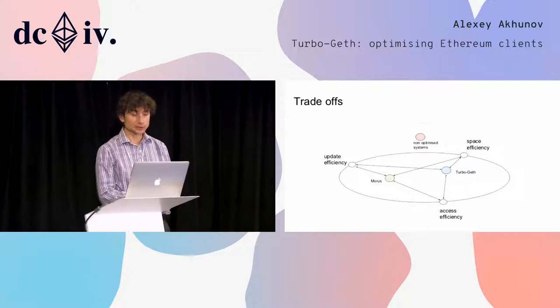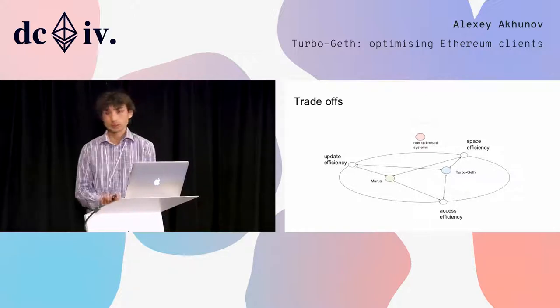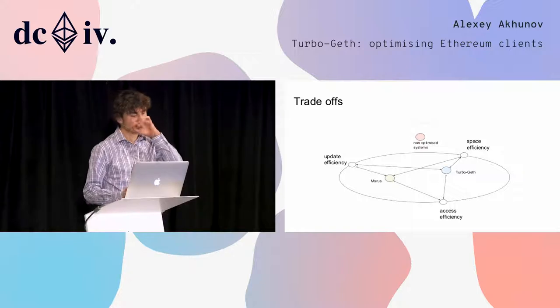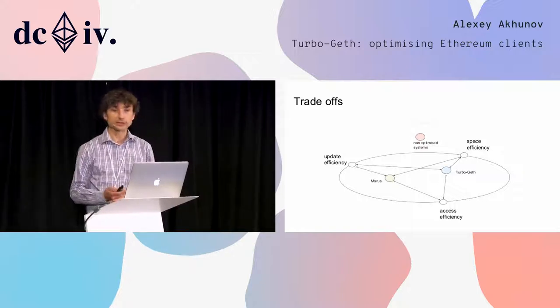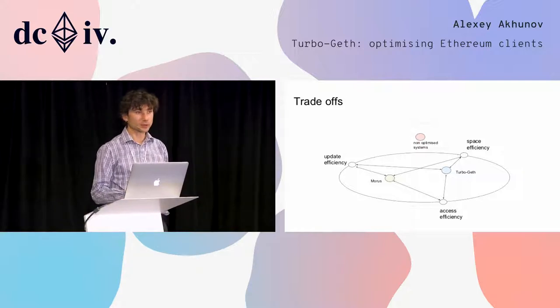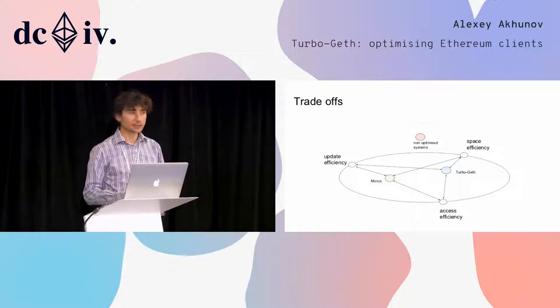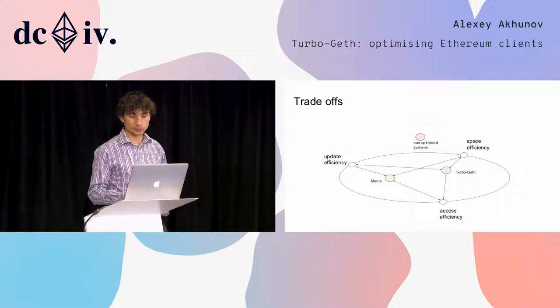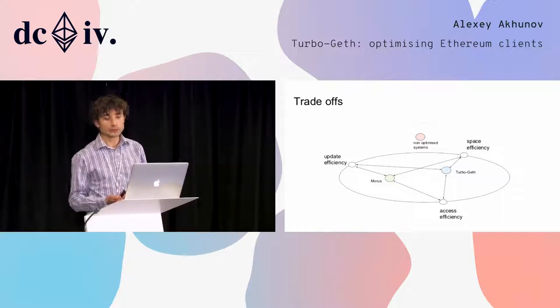So the write efficiency has been about 7 times better than in Turbo-Geth. So it means that it actually has 7 times less I/O. Unfortunately, the space efficiency has decreased compared to Turbo-Geth. It's about 4 times less space efficient in the current numbers. But I know some ways how you can improve that. Access efficiency, I only superficially tested that.